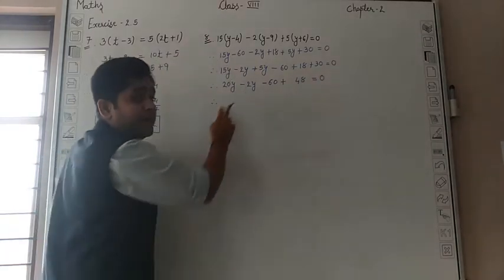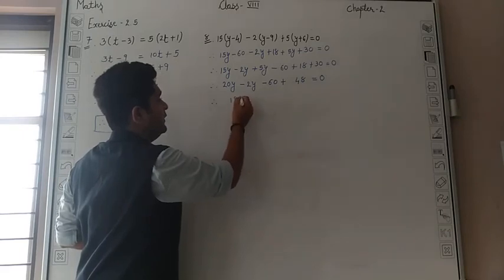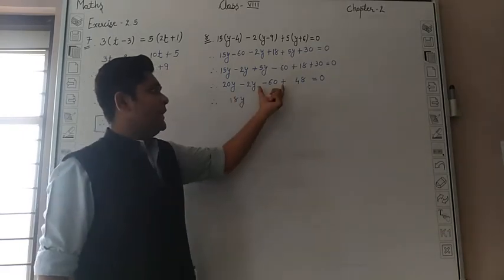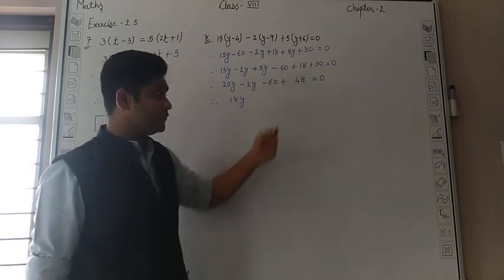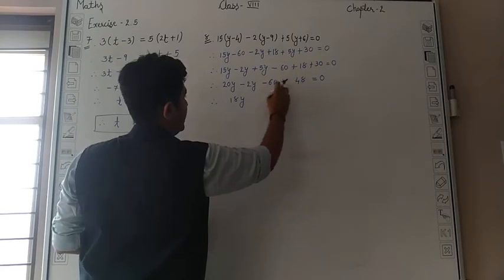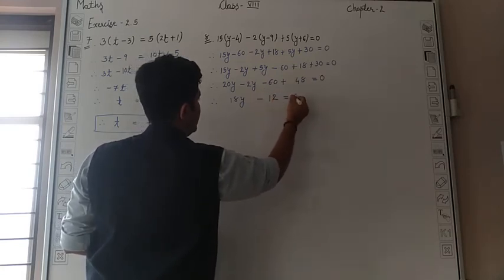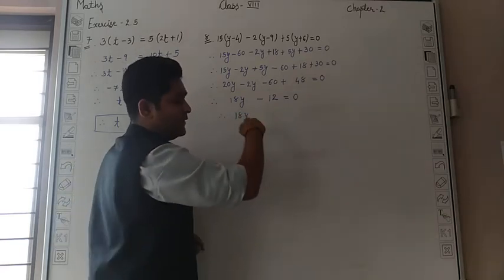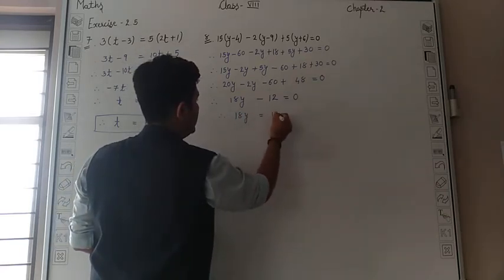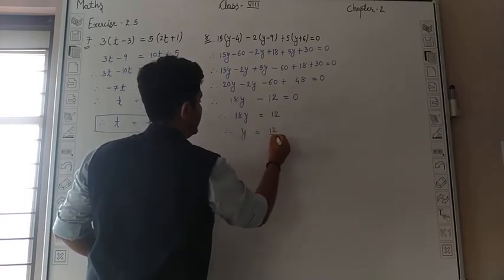Now friends, 20y minus 2y is equal to 18y. And here, minus plus becomes minus. So 60 minus 48 is 12, and the sign of the bigger number, 60, is minus. So minus 12 is equal to 0. Now, in 18y, this minus 12 transferred to the right hand side becomes plus 12. Therefore, y is equal to 12 by 18.